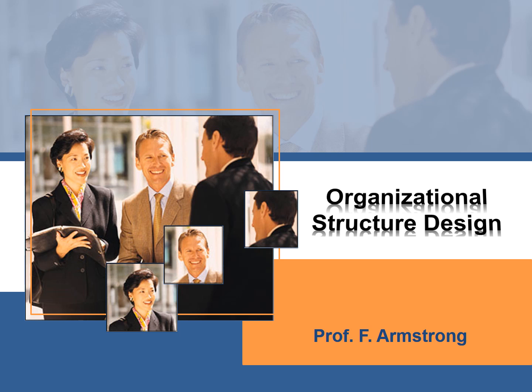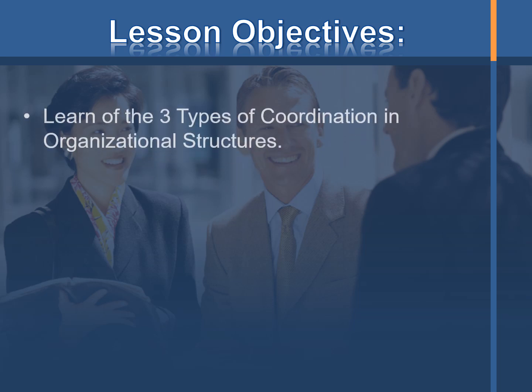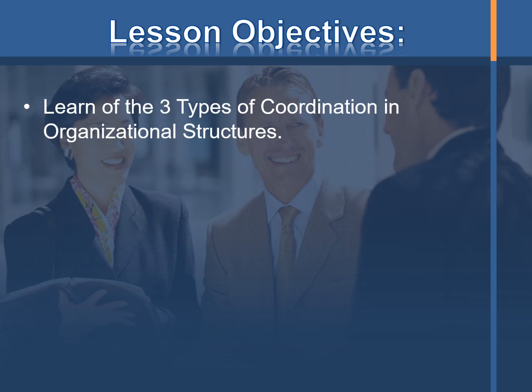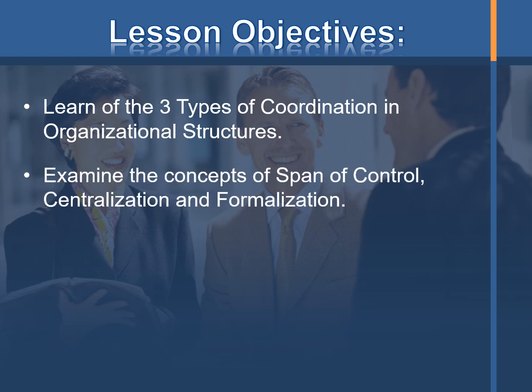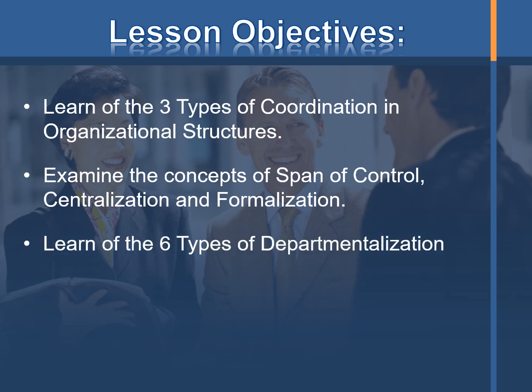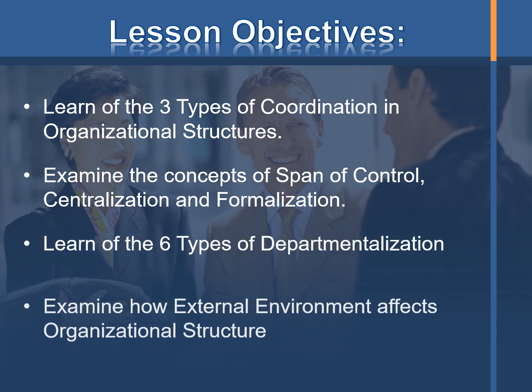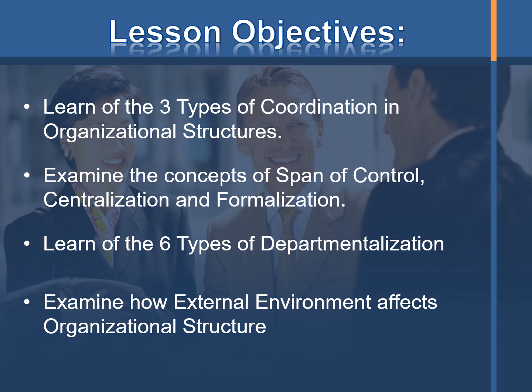Today is going to be a little bit of a longer one. This one's called Organizational Structure Design. What we want to accomplish here is to learn the three types of coordination in organizational structures, examine the concepts of span of control, centralization, and formalization, look at the six types of departmentalization, and examine how the external environment affects organizational structure.